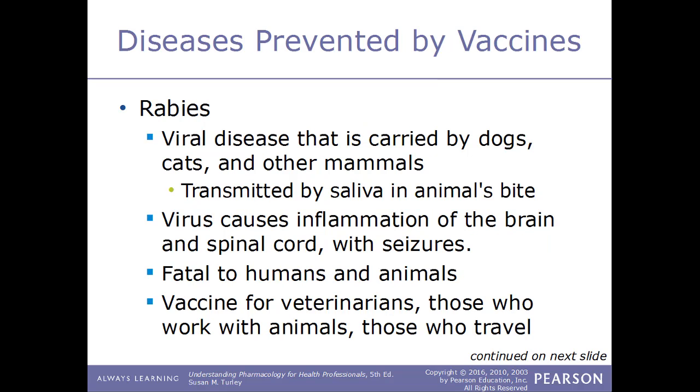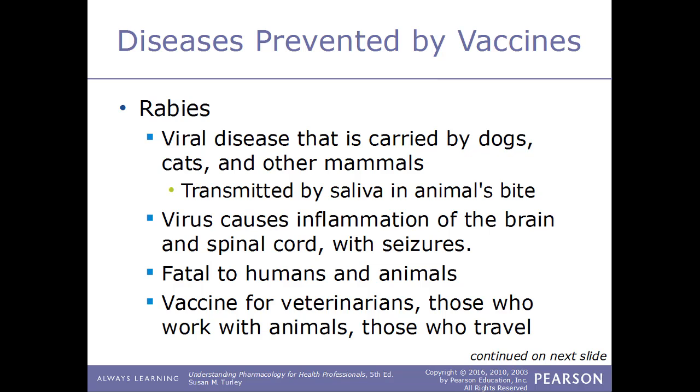Some other examples of diseases that have been prevented by vaccines is rabies. This is a viral disease that's carried by dogs and cats, bats, and other mammals. This is transmitted by saliva in the animal's bite. Now, the virus will cause inflammation of the brain and spinal cord with seizures. Now, this is fatal to humans and animals.